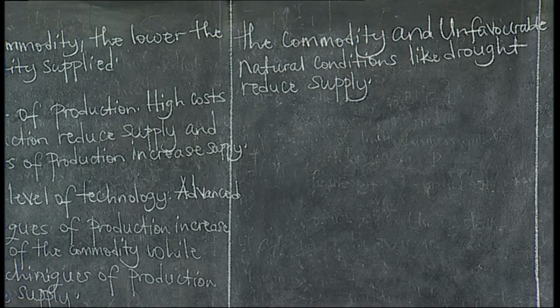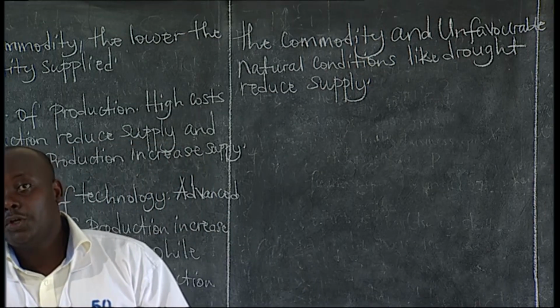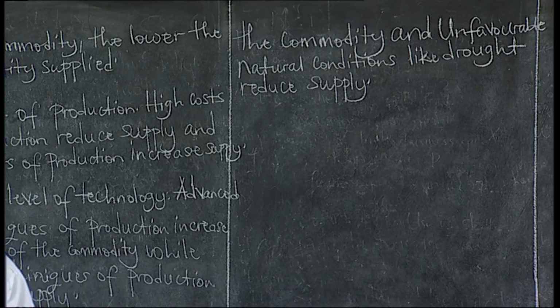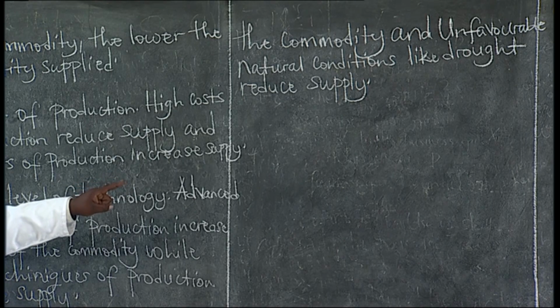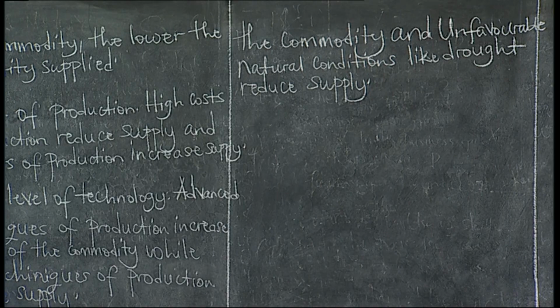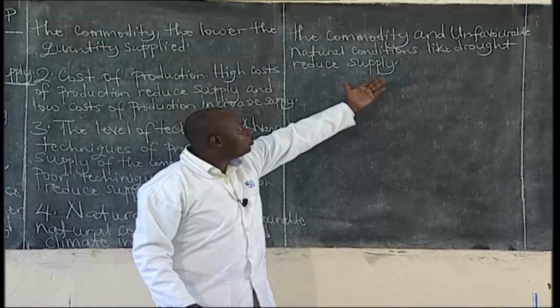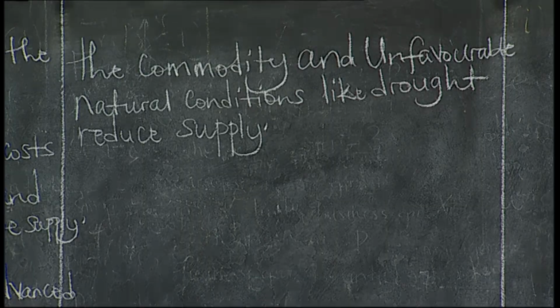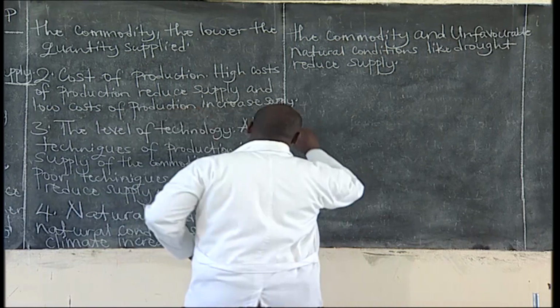Learners, natural conditions, we are talking about the climate. If the climate is good, there is a favorable, moderate climate, you're able to produce more and supply more. But when the climate is unfavorable, the quantity supplied will be low because it will limit production. Like heavy drought will affect what you have produced. That is how natural conditions affect the supply of a commodity.